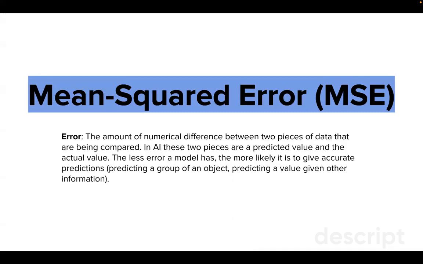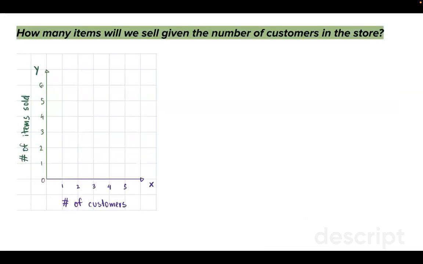In the examples that I'm about to give and in AI, these two pieces are usually a predicted value and an actual value. The less error a model has, the more likely it is to give accurate predictions. For example, predicting a group of an object or predicting a value given other information. Let's start with an example.